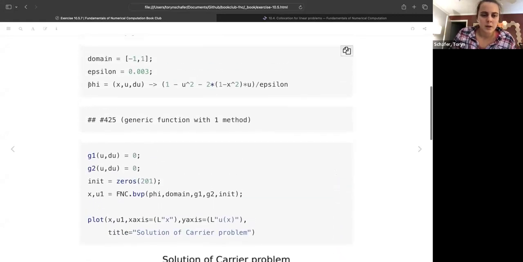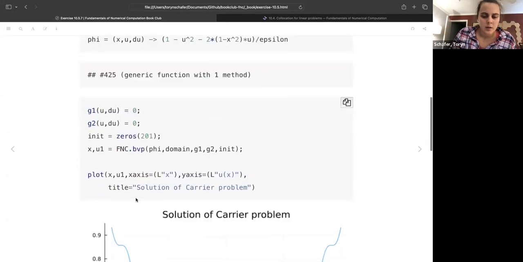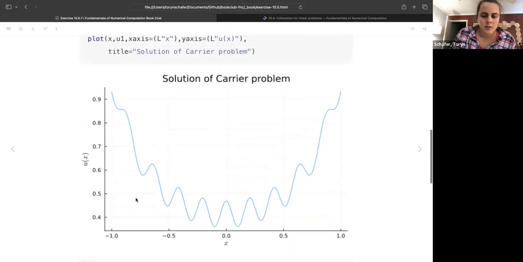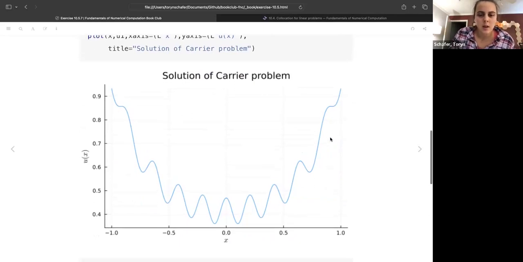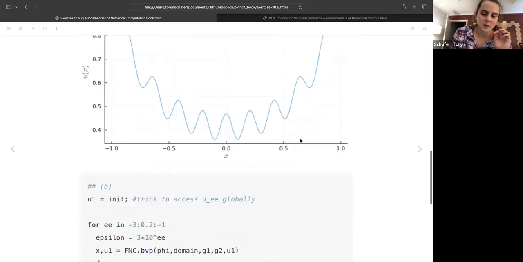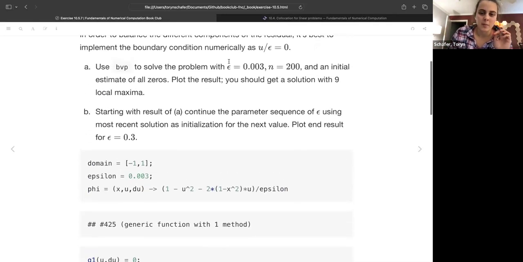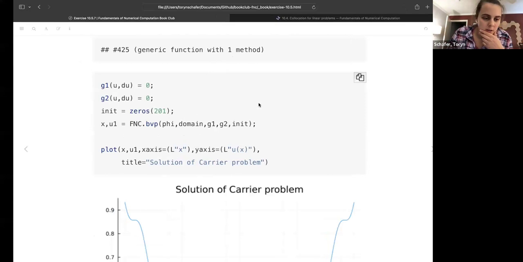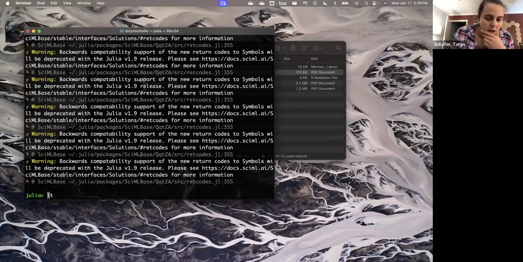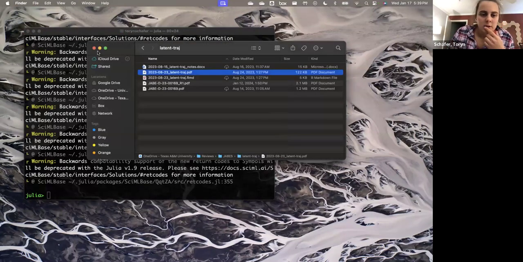I have my domain epsilon. Here I'm going back to, we're defining phi and G1 and G2. Okay, and here's the solution with the 9 maxima. And then parts B and C essentially do the parameter tempering in reverse and then do it back the other way. So do it from a small value of epsilon to a larger, and then do it from the larger to the smaller. And I have to show this in the terminal because I was having issues in our markdown with this one for some reason.